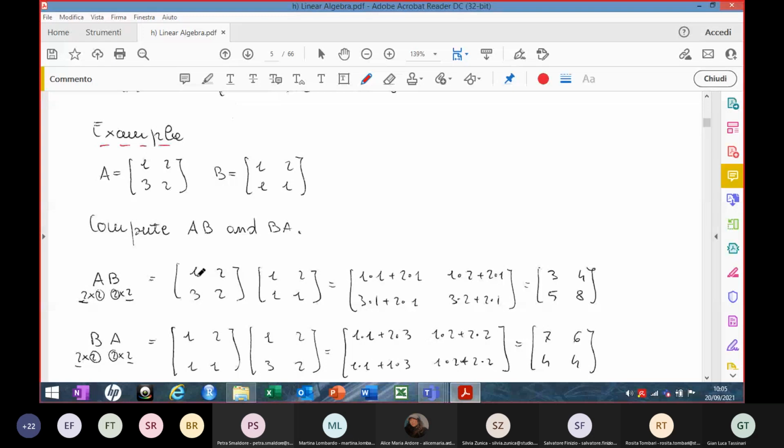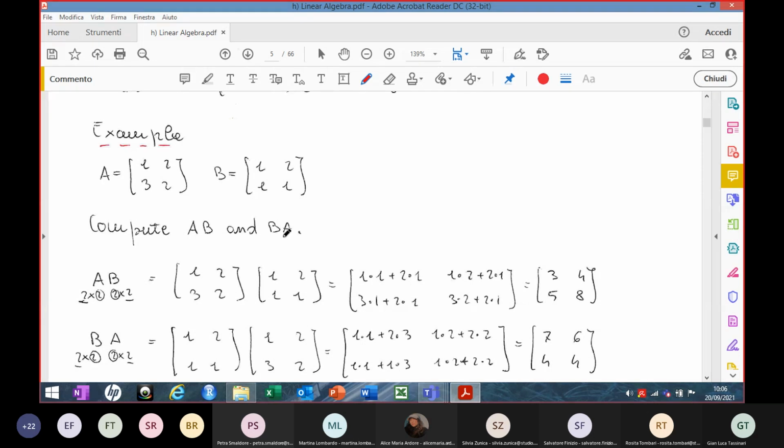Again, here I wrote all the steps. You have to do this row times this column. So 1 times 1 plus 2 times 1, and you see it here. Then you have to do 1 times 2 plus 2 times 1 here. Then go to the second row, 3 times 1 plus 2 times 1. Then you have to do 3 times 2 plus 2 times 1. If you make this simple operation, you get this matrix. So you see that, as predicted, it is a 2 times 2 matrix.